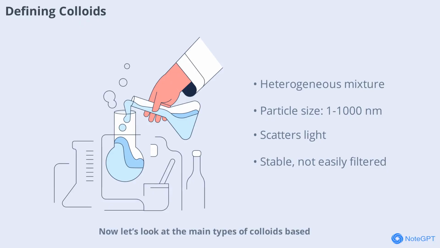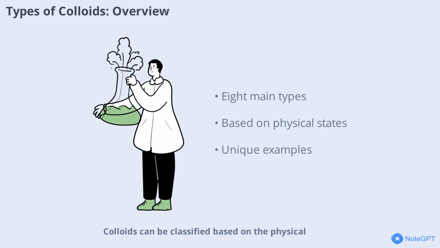Now let's look at the main types of colloids based on the states of their dispersed phase and dispersion medium. Colloids can be classified based on the physical states of their dispersed phase and dispersion medium. There are 8 main types: sol, gel, emulsion, foam, aerosol, solid sol, solid foam, and solid emulsion. Each type has unique characteristics and examples. For instance, sols are solid particles in a liquid like paint, while emulsions are liquid droplets in another liquid such as milk. Understanding these types helps us recognize colloids in daily life and in industrial application. Next, we'll explore each type in more detail, starting with sols.